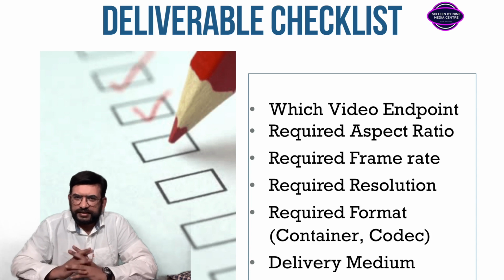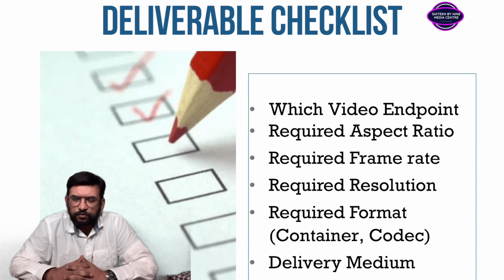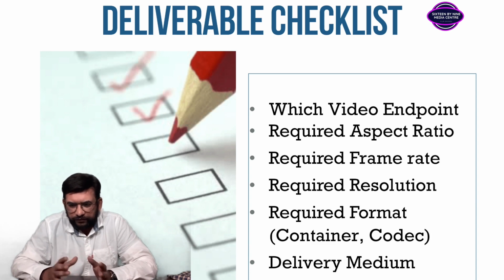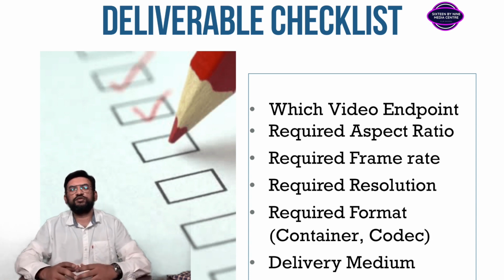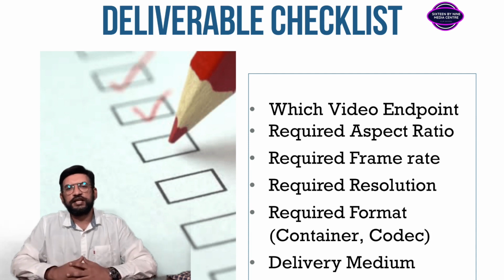So this is the first thing that you need to understand about file delivery: whenever you have given an output, when you have given an export, the next thing you should do is go back and check your list of deliverables. It is called the deliverable checklist.